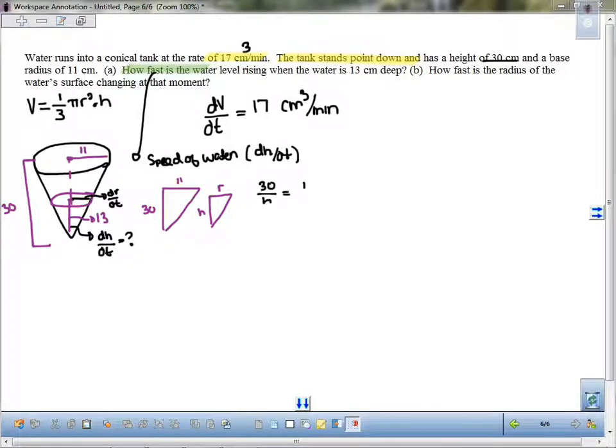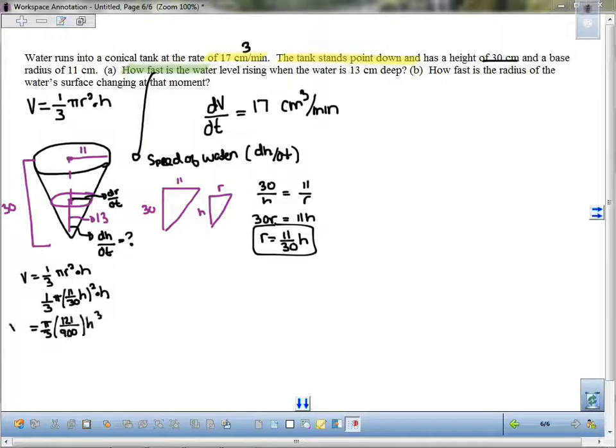So I'm going to have 30 is to h as 11 is to r. I'm going to solve for r because I want to get rid of r. Then I'm going to substitute r into the volume equation before I take the derivative. I haven't taken the derivative of any of this; I'm just simplifying my volume equation so I can write it in terms of h. Now that I've written it in all h's, I know I said r, but it's supposed to be in terms of h.